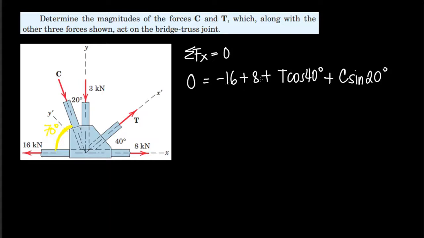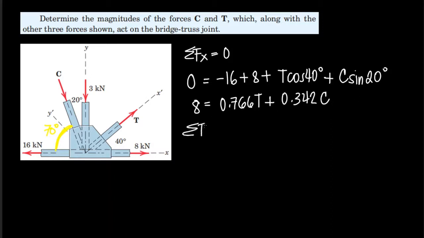So, negative 16 plus 8, that is negative 8, right? Negative 8. But I will transfer it to the other side of the equation. This should give me 8 equals, now, cosine 40 is 0.766 T, and sine 20 is 0.342 C. So, equation 1.